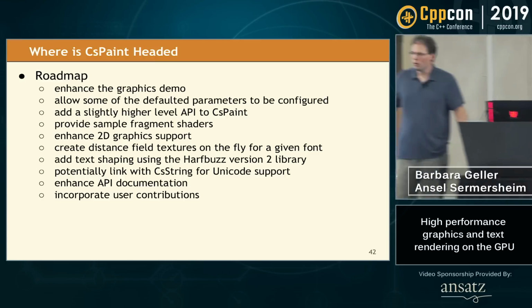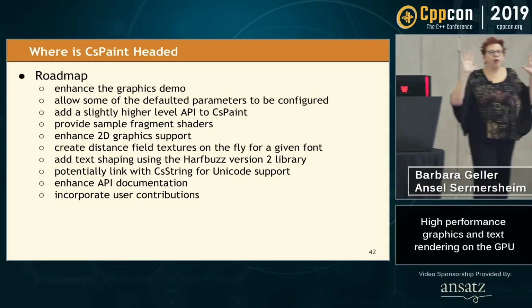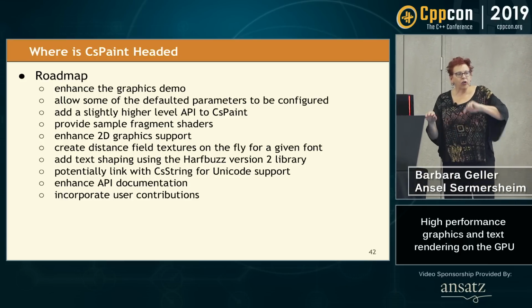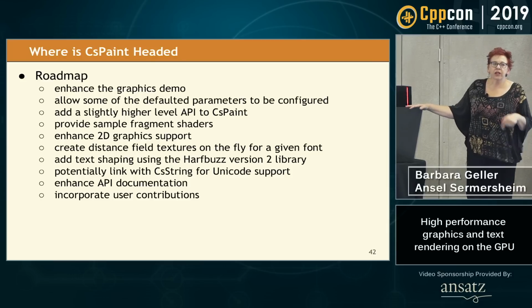We also want to enhance our handling of distance fields so we can generate them on the fly, most likely on the GPU. We want to enhance the support for 2D graphics because that's a really important part of what we do as GUI developers. And in terms of the text shaping, if you haven't heard of HarfBuzz, we're using HarfBuzz. It is a text shaping open source library. We use that in CopperSpice.